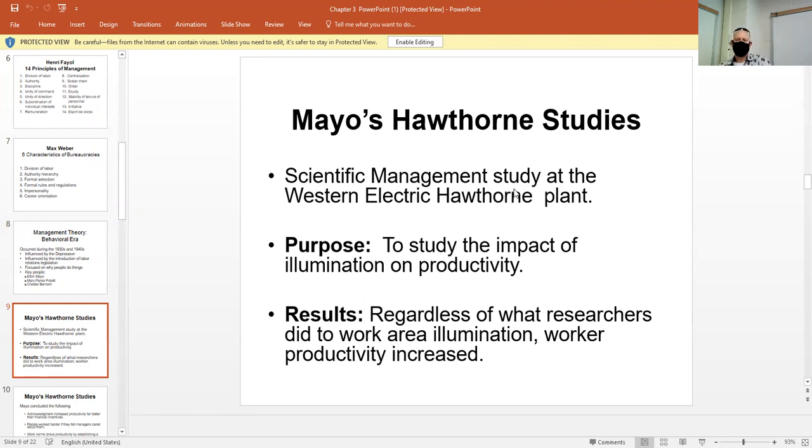Mayo's Hawthorne studies, they did a study at the Western Electric Hawthorne plant. They were studying the impact of illumination, how bright the light is, on productivity. And the results that they got, regardless of what the researchers did to the work area illumination, worker productivity increased. So change in general was showing.